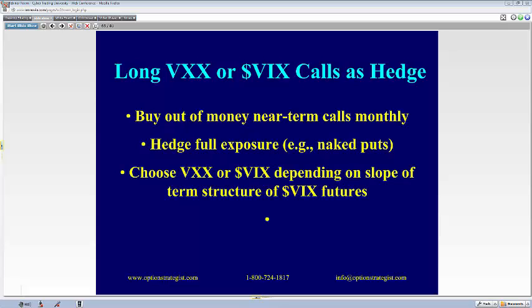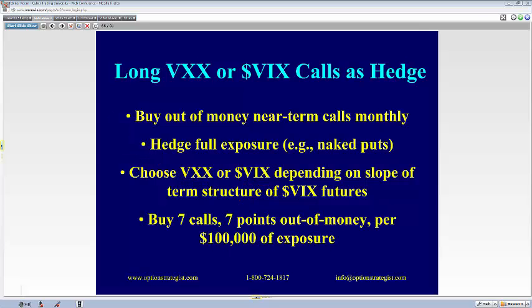So we're going to buy VXX calls when the term structure slopes down. Remember, that's beneficial to VXX. Or we're going to buy VIX calls if the term structure slopes up, which is most of the time. So depending which way the term structure is, that determines which calls we're going to buy. And how many we're going to buy?